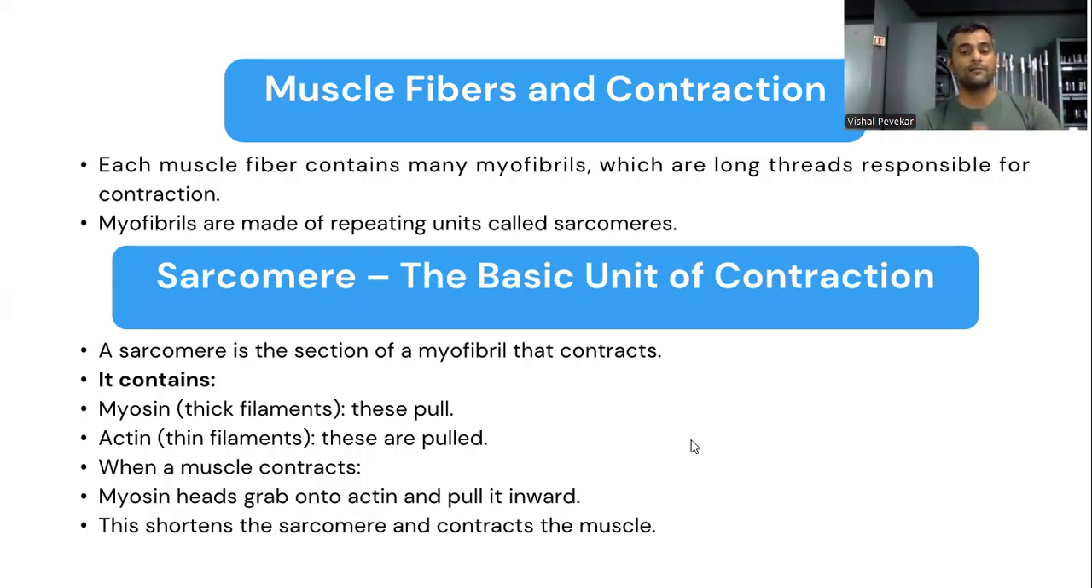What a myofibril contains are myofilaments. There are two types of myofilament. One is called myosin, which is a thick filament that helps pull. What it pulls on to is actin, which is a thin filament, at the end of the bogie, which is your sarcomere. I'll show you the image so that you can understand it better.